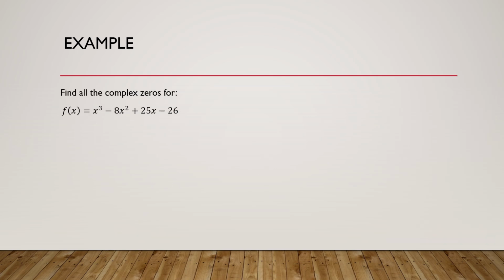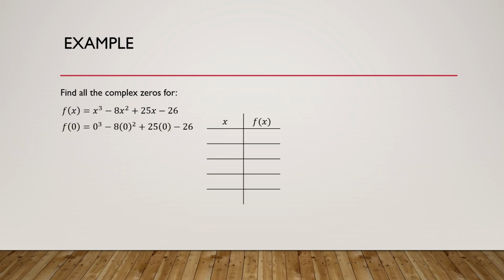As another example, let's find the complex zeros for the function x cubed minus 8x squared plus 25x minus 26. This is a third-degree polynomial, so there will be three complex zeros, at least one of which must be a real zero. We can first solve for f of 0 to get the y-intercept 0, -26.